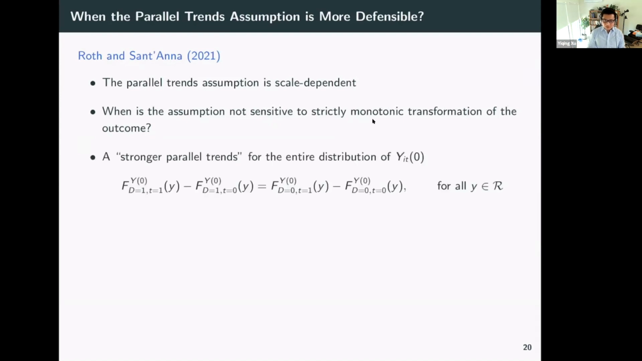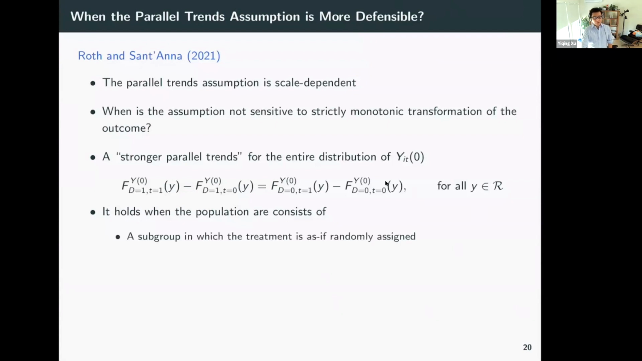A stronger parallel trend assumption is actually slightly weaker than random assignment. It requires a version of parallel trends on the entire distribution of the paths of Y0, the potential outcome 0. Okay, so it holds when the population consists of two groups. One subgroup is where the treatment is as if randomly assigned.